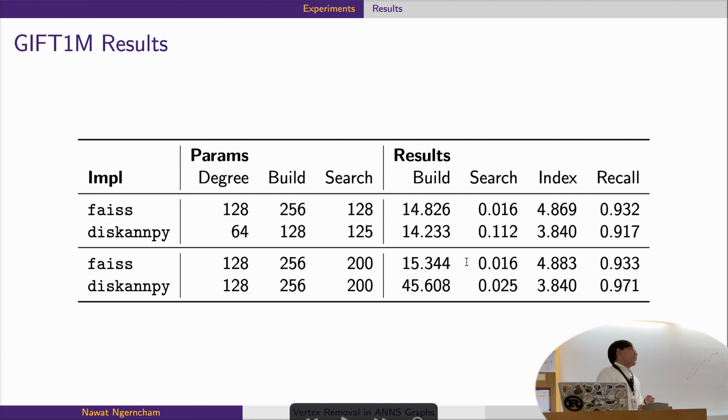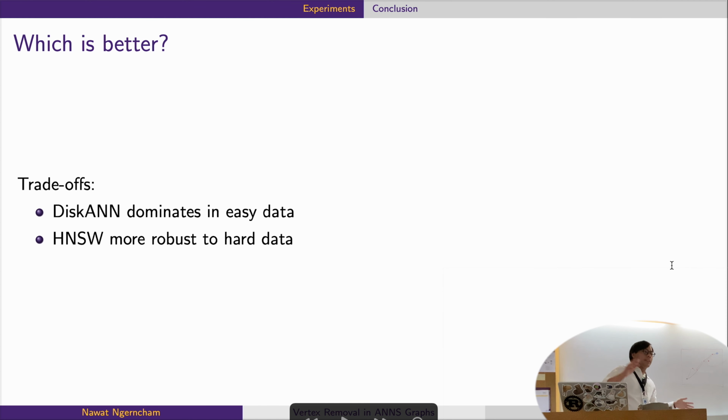The other result is for GIST1M. For HNSW, with equal build time, HNSW is able to get more accurate results. The index size is going to be big either way because of the size of the dataset. And the search time for HNSW is also faster. But if you are willing to sacrifice build time, you are also able to get higher recall, or higher accuracy, as well. So at the end of the day, it's a question of which trade-off you are willing to make.